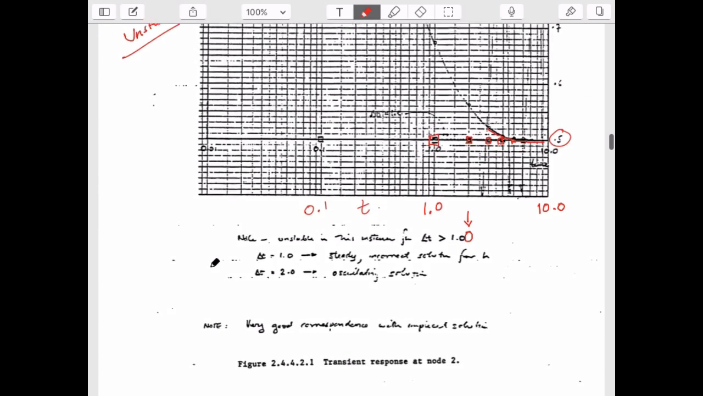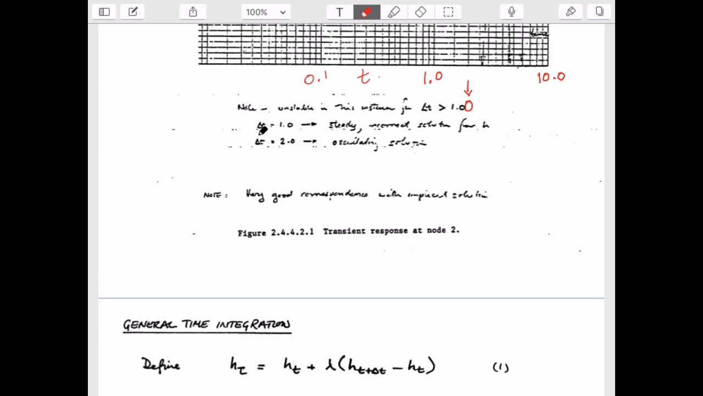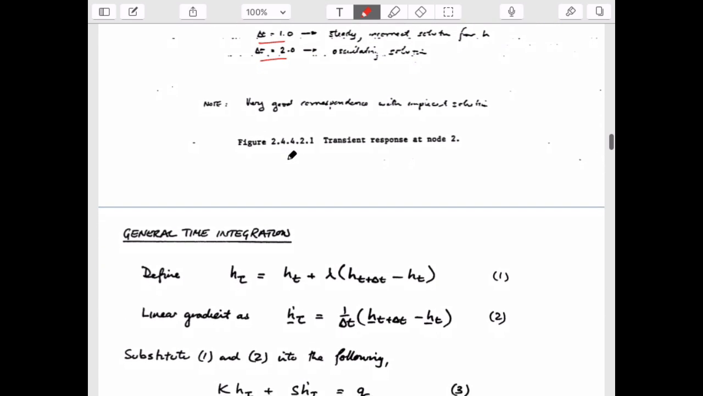The other way to look at this, so those points, if you can read that, those are basically the points that are being made here. So it's steady at 1, but at 2 it's unstable.